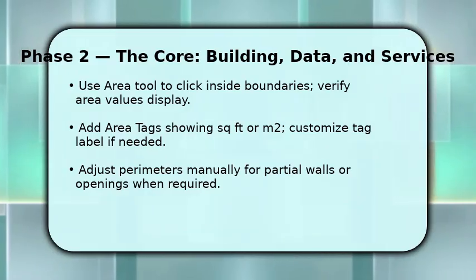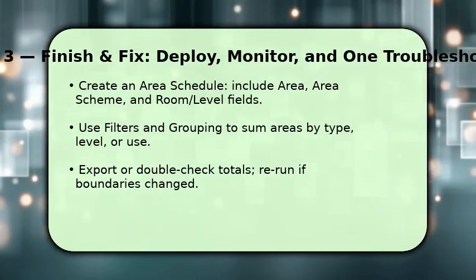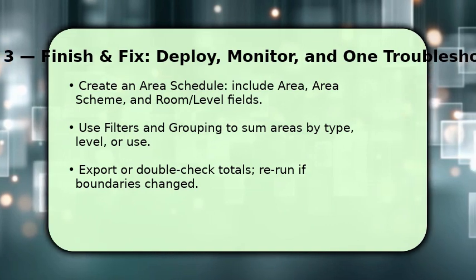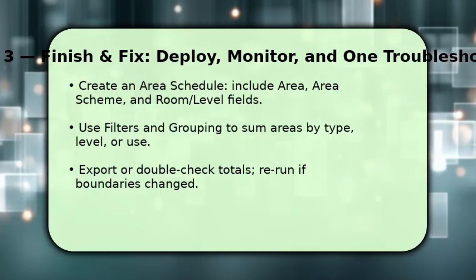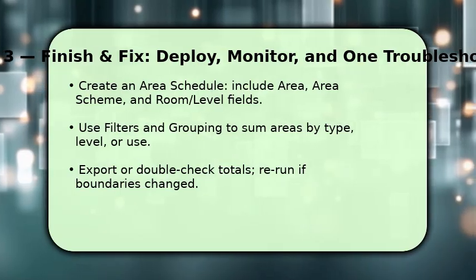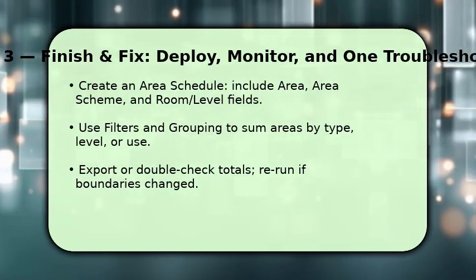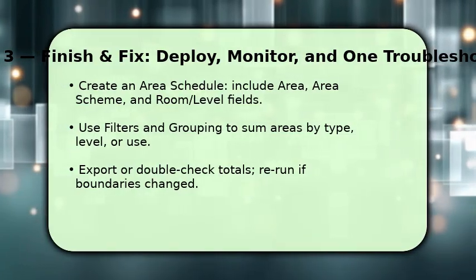for schedules. Finish by generating an area schedule. Pick area category, add fields like area, area scheme, level, and area type so totals calculate. Once created, apply filters or grouping to sum by floor or use type, and add calculated fields for net to gross percentages if required. Make sure to update views and rerun the schedule after edits.